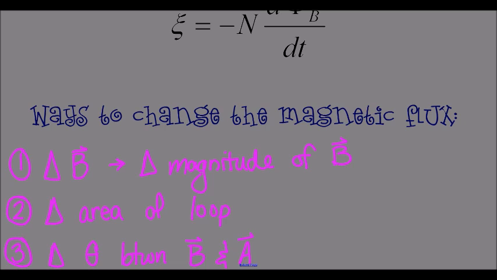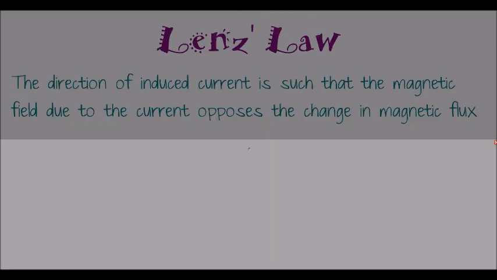And to understand the negative sign in Faraday's law, we need to learn about something called Lenz's law. Lenz's law tells us that the direction of the induced current is such that the magnetic field due to that current opposes the change in magnetic flux. So the fact that it's opposing is where that negative sign comes from. I think that this law is best understood with a few examples.